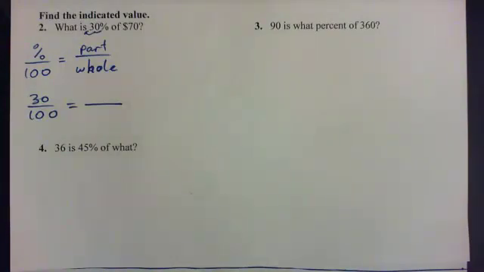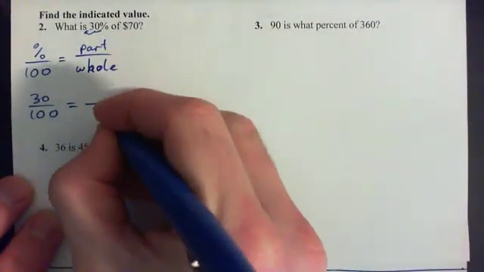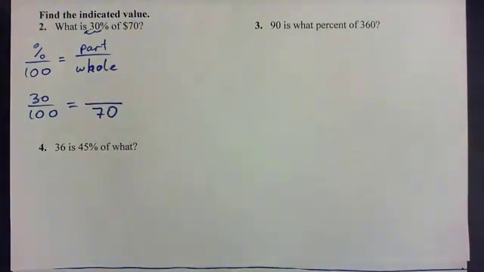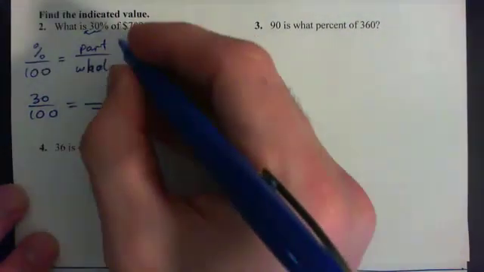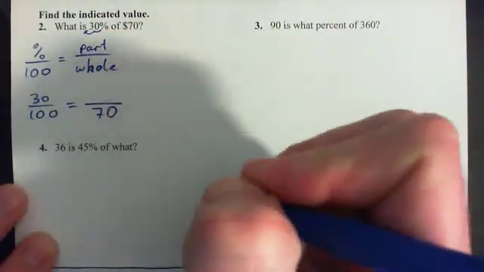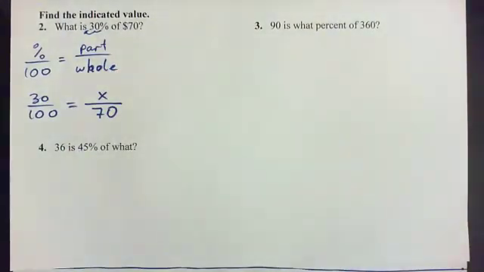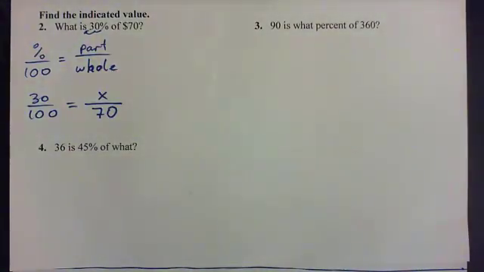Does that make sense? The question is saying what is 30% of 70? Is it clear to you that 70 is the whole part? Because we're getting 70 or 30% of it. So the part is unknown. I'll call that X maybe, or P, or whatever, right? X, P, Y, whatever. And now we have a proportion.